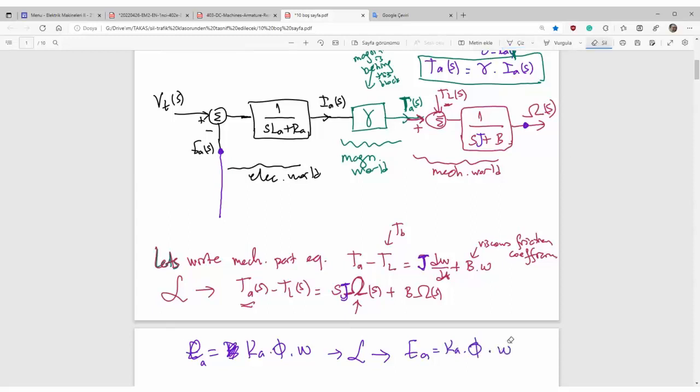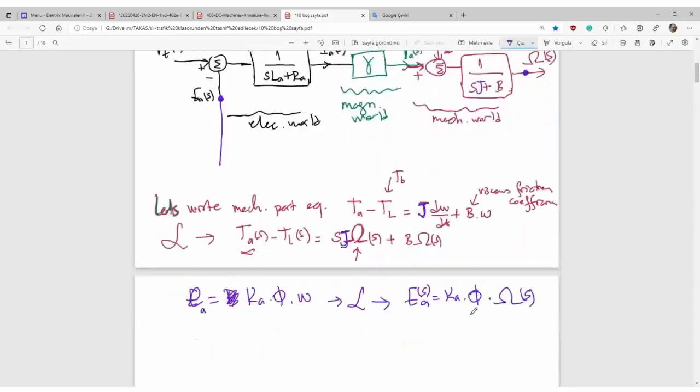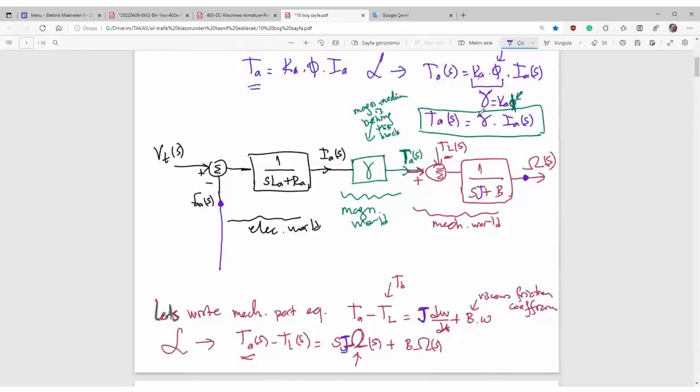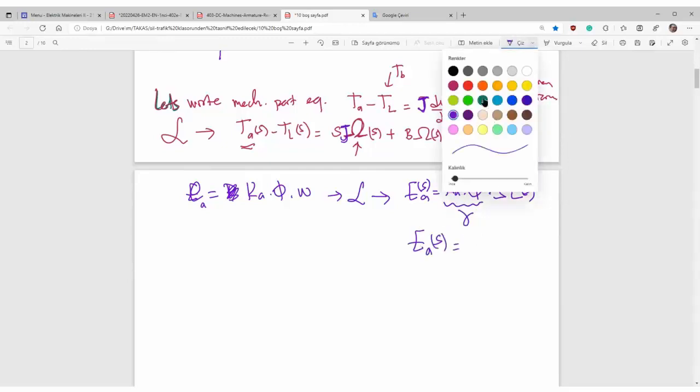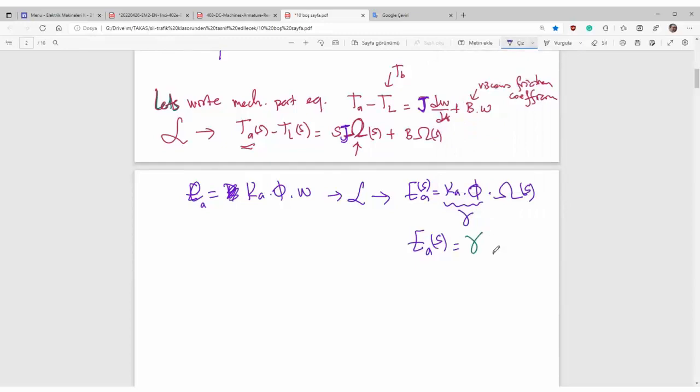Omega must be capital in the Laplace domain. That is the capital omega. That is ES in the Laplace domain. And remember, that was defined as gamma earlier. Here it is, Ka times flux. It is gamma. So armature EMF in the Laplace domain is equal to gamma times omega, again with a hidden parameter coming from the magnetic field.